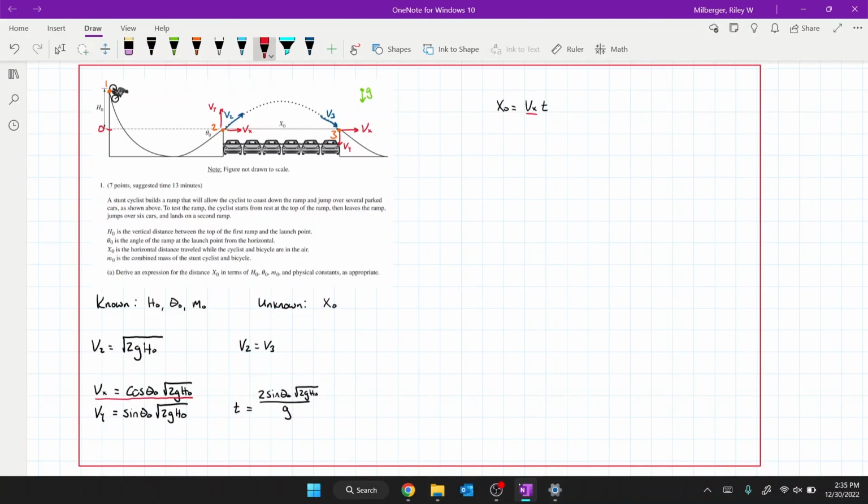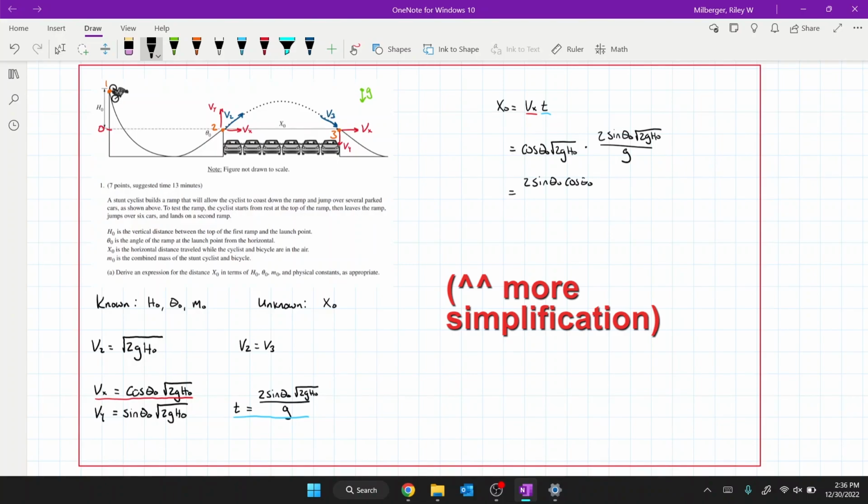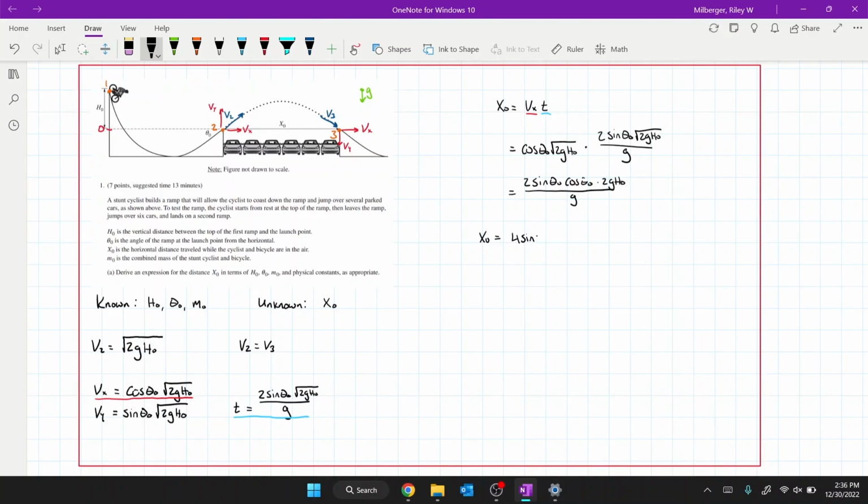Finally, we can substitute Vx and t into our x naught equation, leading to cosine theta naught square root of 2g h naught times 2 sine theta naught square root of 2g h naught all over g. This can be simplified to 4 sine theta naught cosine theta naught h naught. This answer can be simplified again using trig identities to get 2 h naught sine of 2 theta naught.